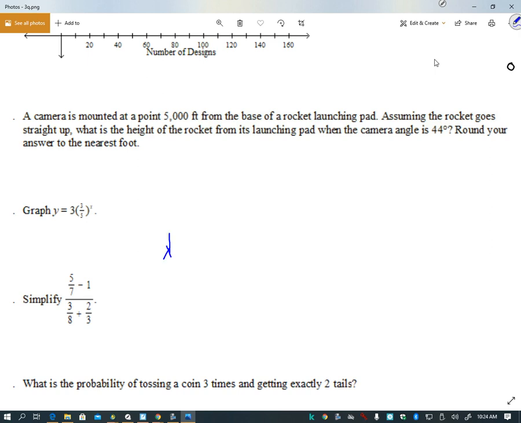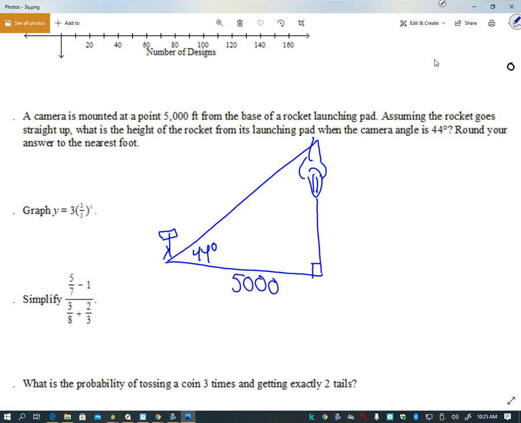Okay. So we got our little camera tripod here. We've got our rocket, I remember drawing all of this stuff. There's the rocket going off. We want to know, what is the height of the rocket? So we have a right triangle here. We know that this is 44 degrees. Granted, if this was further away, it would appear more like that camera's right on the ground. And we know that we're 5,000 feet from the rocket. So our number here is going to be in feet.